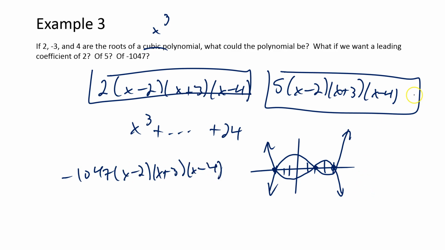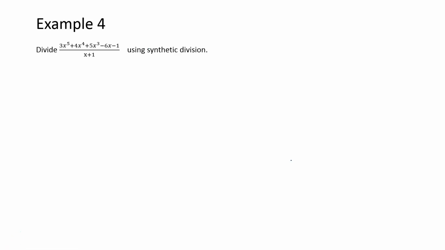Cool. Alright, let's try another one. So we're going to divide this using synthetic division. We want to actually get the result this time, I think. So we plug negative 1 into our box, because the opposite is what would make that 0.